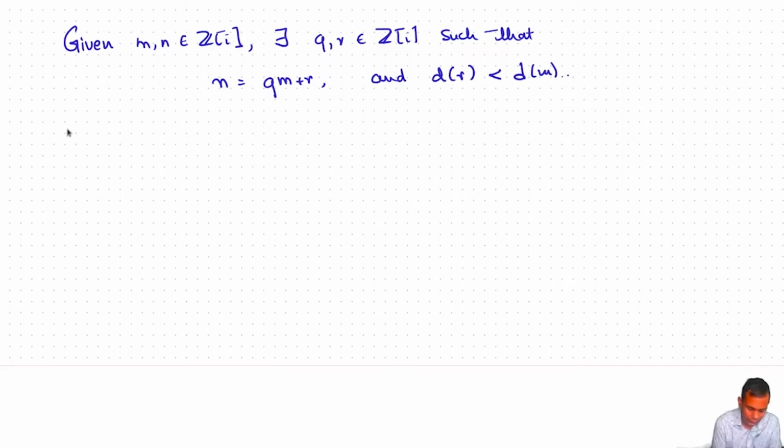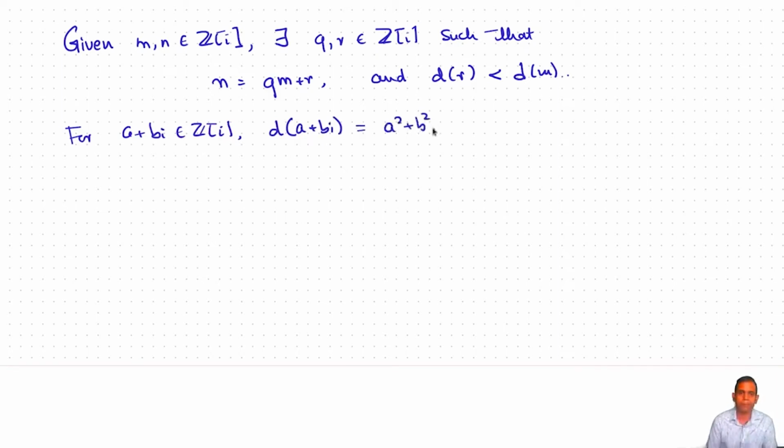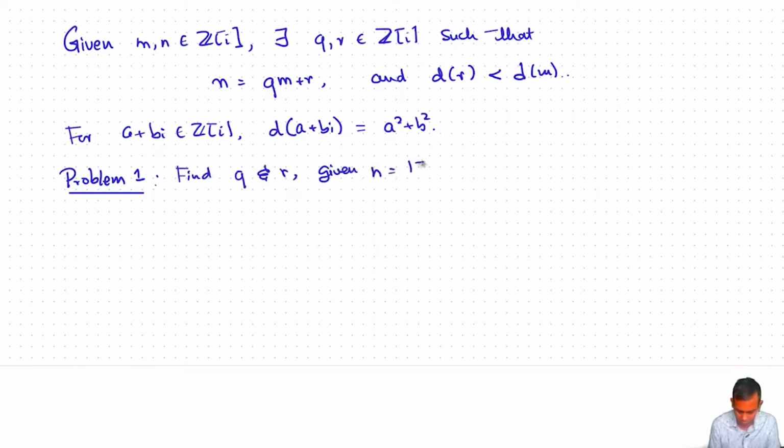So here for a Gaussian integer, recall that the size is a squared plus b squared. So here's the first problem. Find q and r given n equals 15 plus 7i and m equals 3 plus 2i.